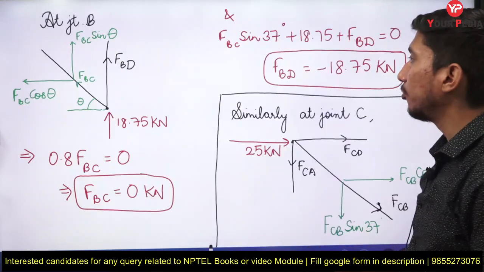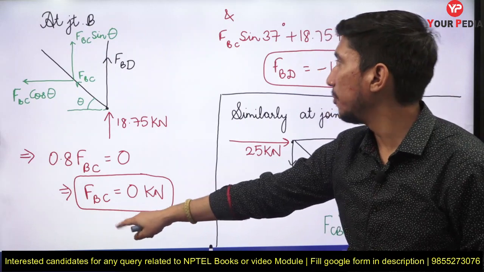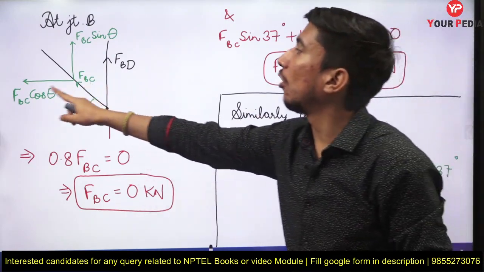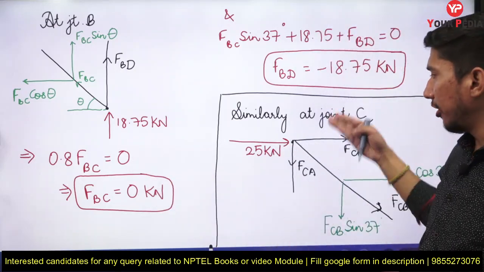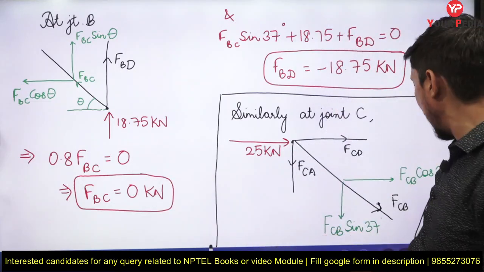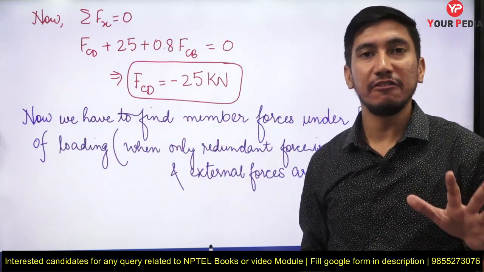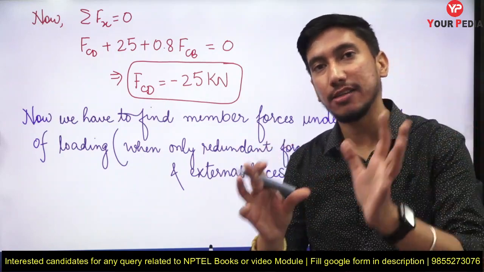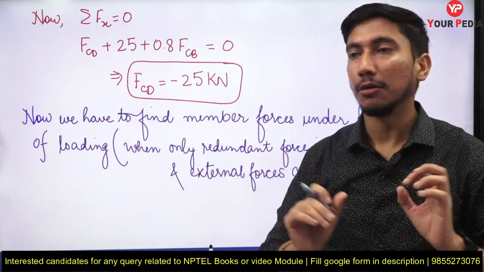Next we will move on to joint B. Similarly, here also I found the values of FBC and FBD by using equilibrium equations only and resolving any inclined force. Similarly, at joint C, the same process is done, and from here I get the values of the member forces. All the 5 member forces I got under that P dash system of loading, where only the external force was acting and the redundant was not there. It was a statically determinate truss.